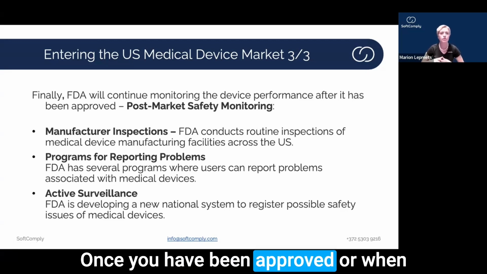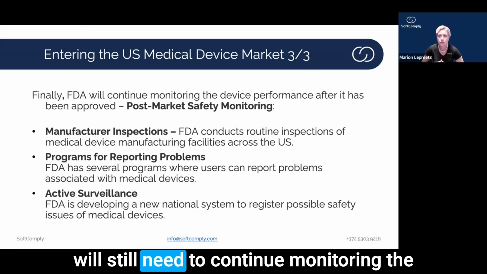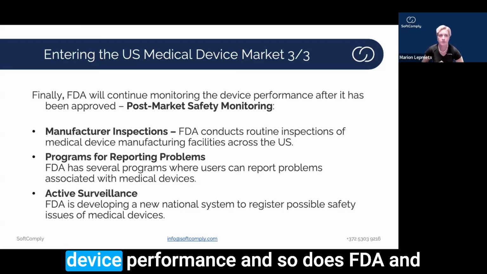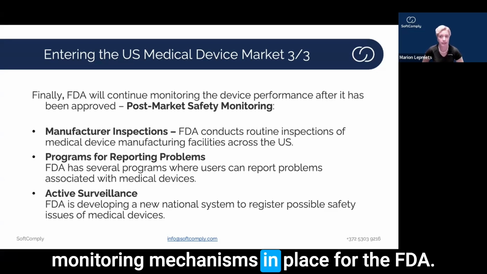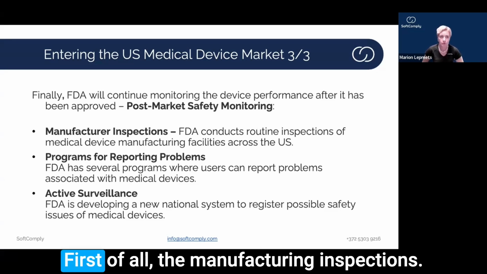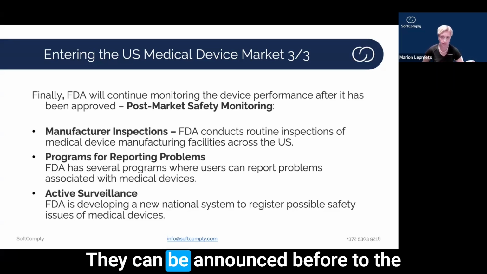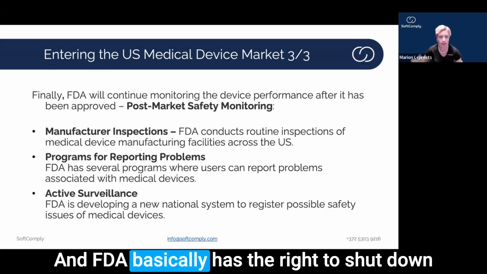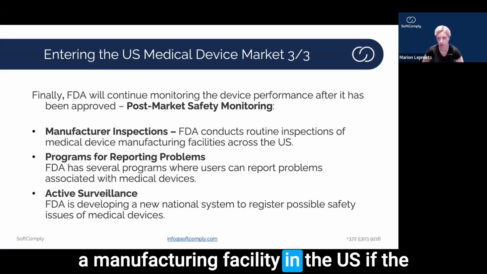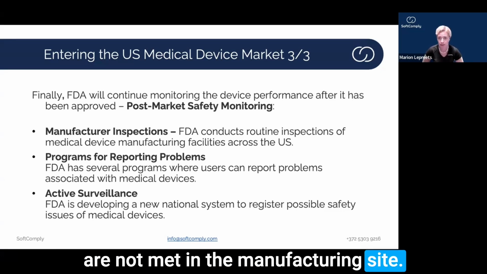Once you have been approved, or when your device is already on the market, you will still need to continue monitoring the device performance, and so does FDA. There are different post-market safety monitoring mechanisms in place for the FDA. First of all, the manufacturer inspections. FDA conducts routine inspections. They can be announced beforehand to the manufacturer, or they can be unannounced. And the FDA basically has the right to shut down a manufacturing facility in the US if the standards of good manufacturing practices are not met in the manufacturing site.